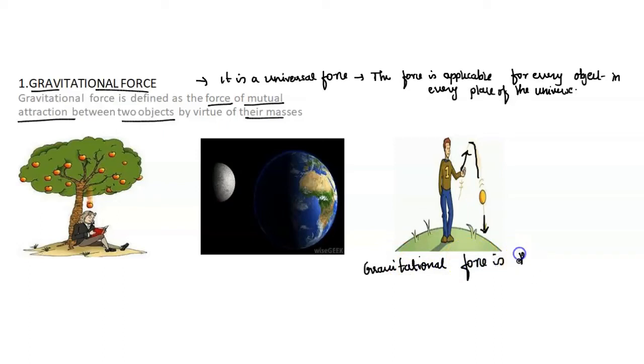Gravitational force is the weakest force among the fundamental forces. So gravitational force is the weakest among the four fundamental forces, that are gravitational force, electromagnetic force, strong nuclear force and weak nuclear force.